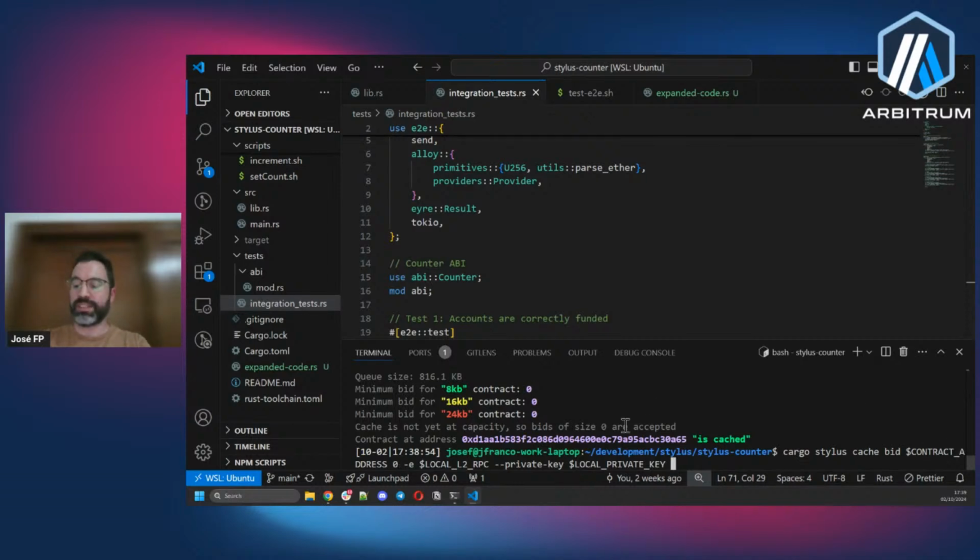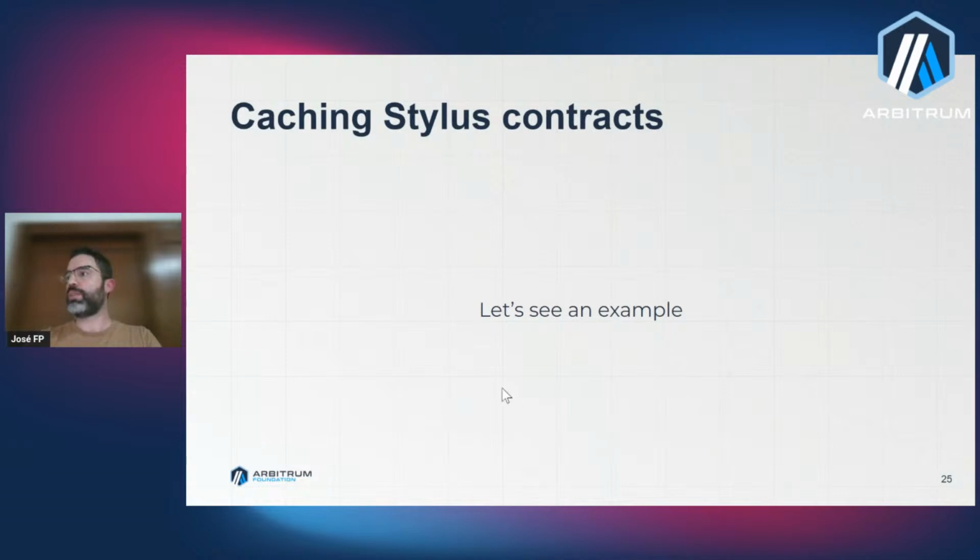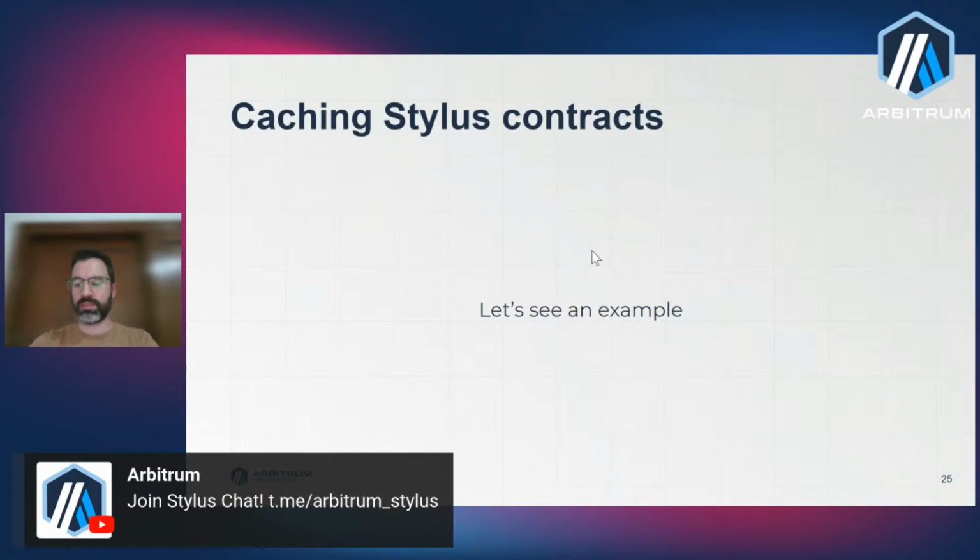That means that I'm bidding 0 wei to cache my contract, and that is possible because the cache is not full yet. The moment the cache is full with 0-bid contracts, then anyone who bids one wei is going to be able to access the cache, okay? But you won't be able to access the cache with zero wei bids. All right, so that's caching. Let's go back to the presentation now. As I said before, if you want to have more information, just go to our documentation portal and you'll find more information there about that.